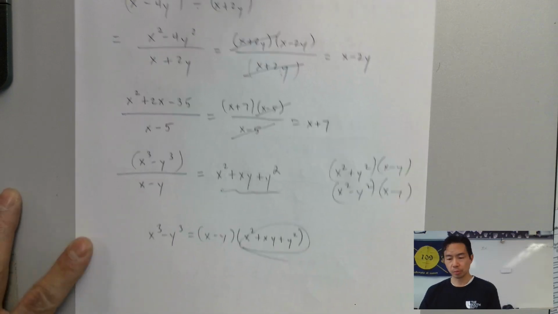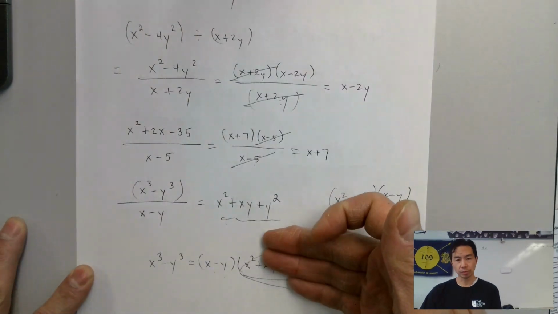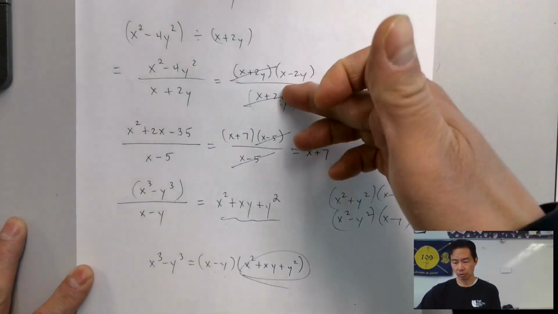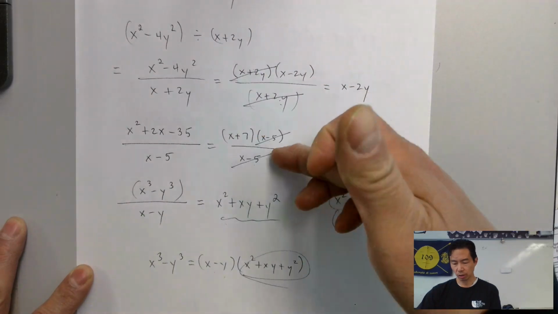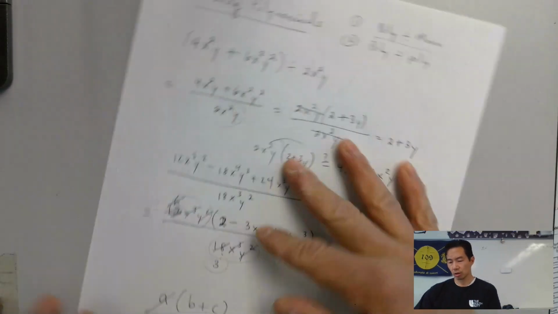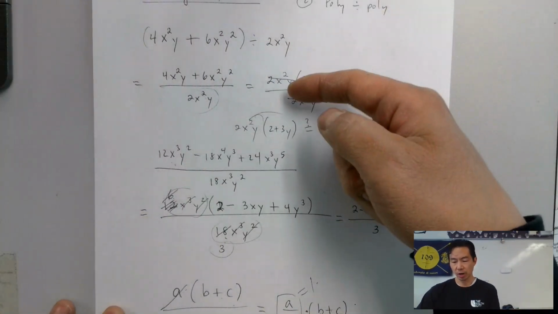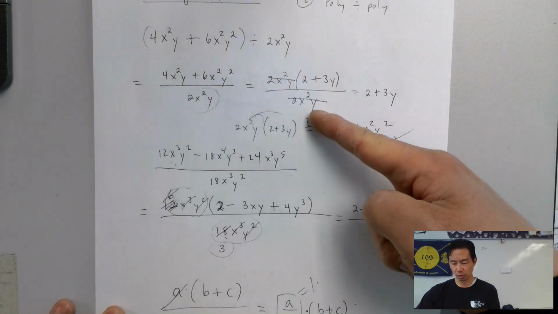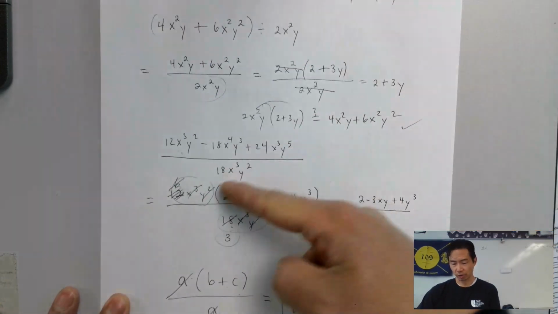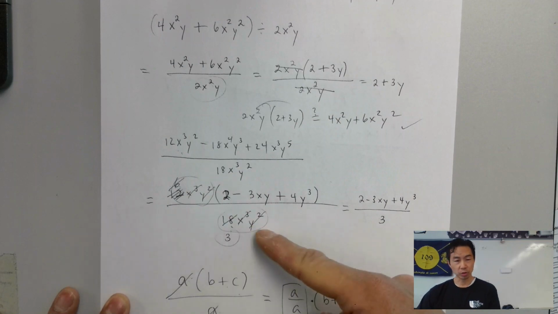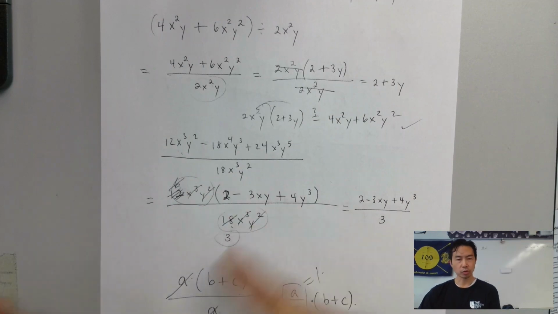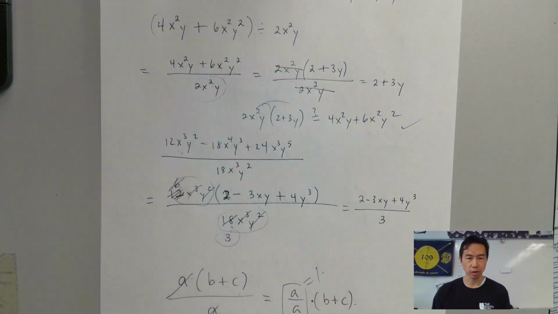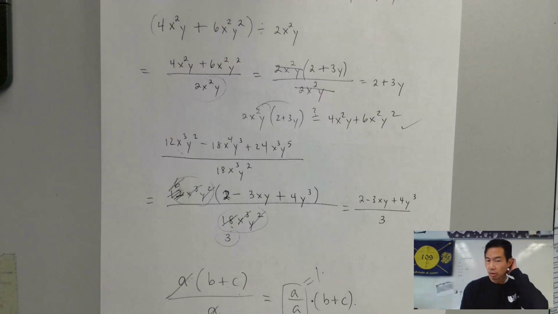Okay, so that's polynomial divided by polynomial. Factor, cancel. Polynomial divided by monomial. Factor, cancel. Factor, cancel as much as you can. Okay, so there's a pattern here. Factor, cancel.